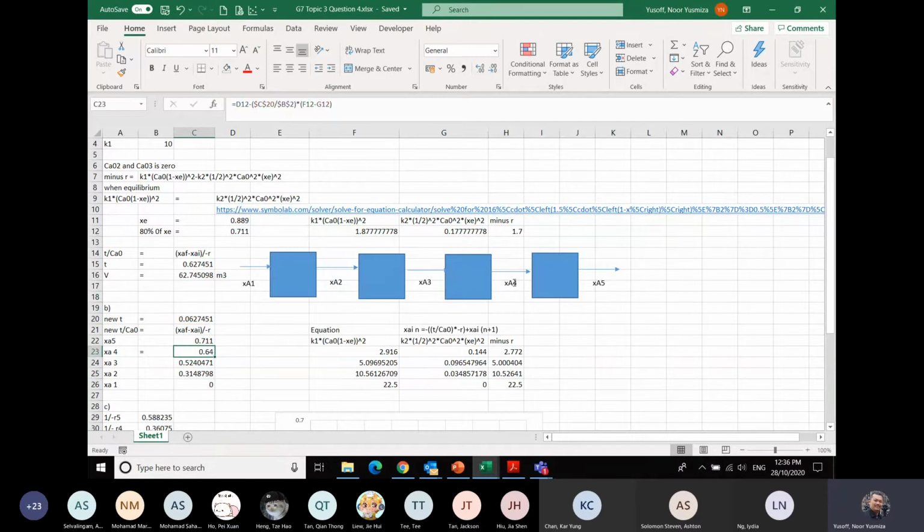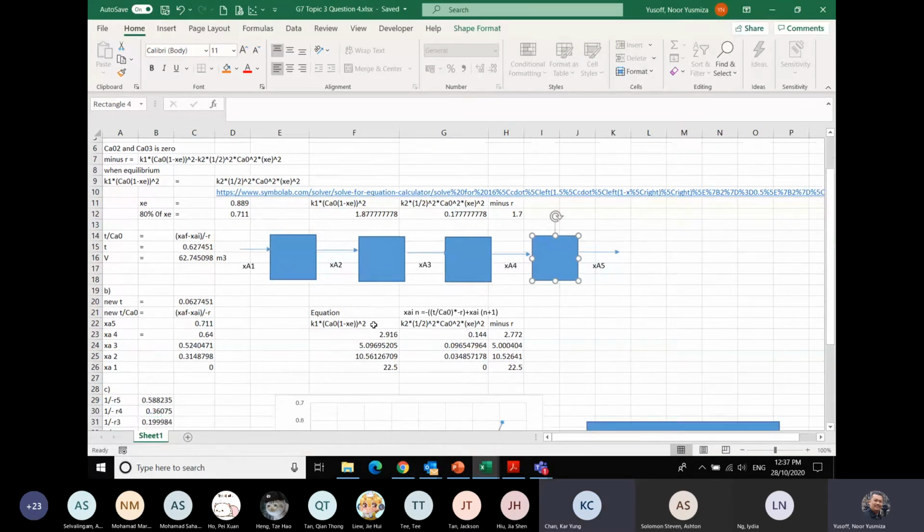And then once he got XA4, then he can back calculate to obtain XA3 and then back calculate to obtain XA2. And then lastly, obtaining XA1, we want to ensure that XA1 here, since there's no conversion, equals 0. So you are doing basically iterative calculations in order to determine that XA1 equals 0 and then you stop. And then from here, you can just count. This is tank 1, tank 2, tank 3, and tank 4. So we just need 4 tanks in series. Correct, Kayong? Yeah. Correct.